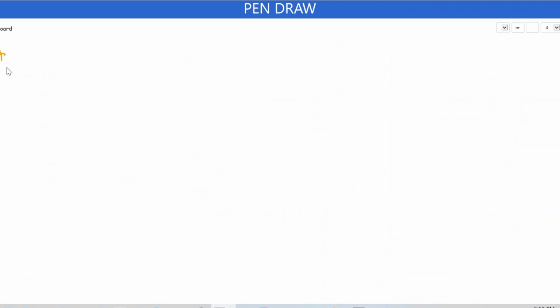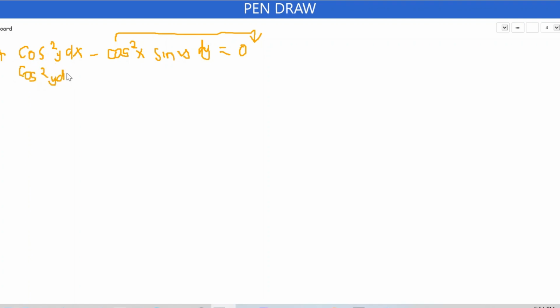Number 4: cos squared y dx minus cos squared x sin y dy is equal to 0. So first thing first, move this to this side: cos squared y dx is equal to cos squared x sin y dy.